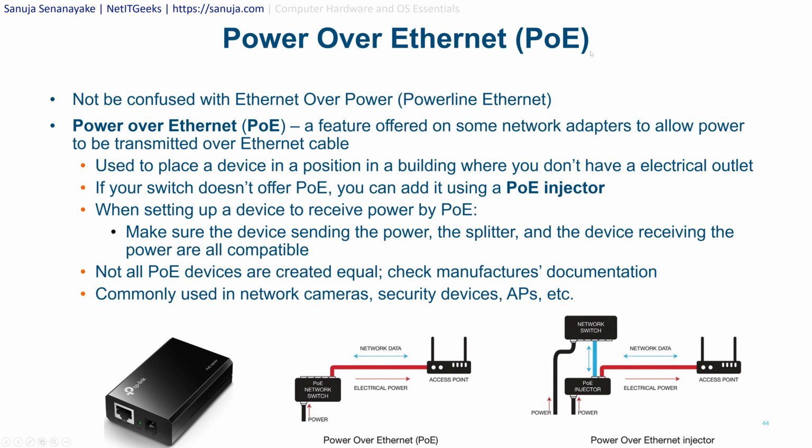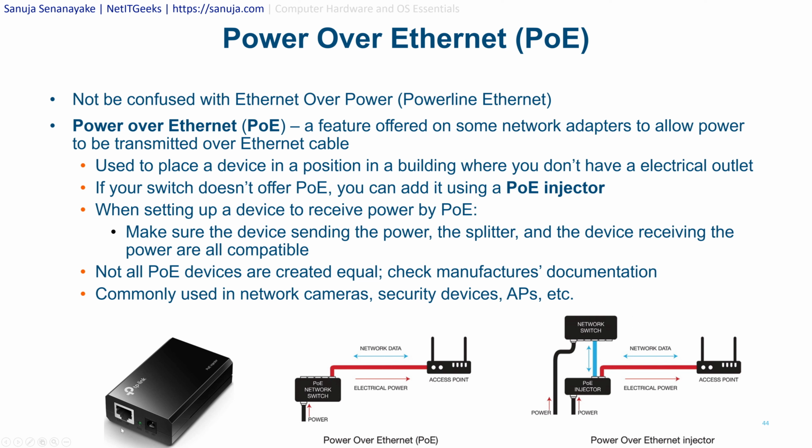And this type of power over Ethernet is commonly used in network cameras, security devices, and access points, because this way you can put an access point anywhere in the building by just pulling a Cat6 cable, and you don't need to worry about providing power to that device. You are basically providing power through the same network data cable using a power over Ethernet system, right? So that's why these are commonly used with network cameras, security devices, and access points.